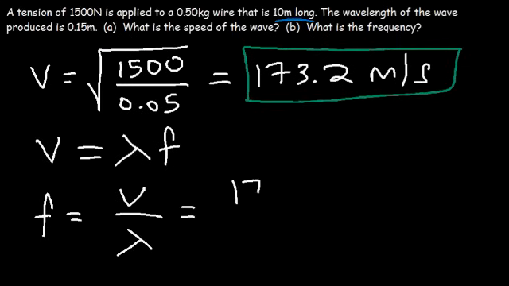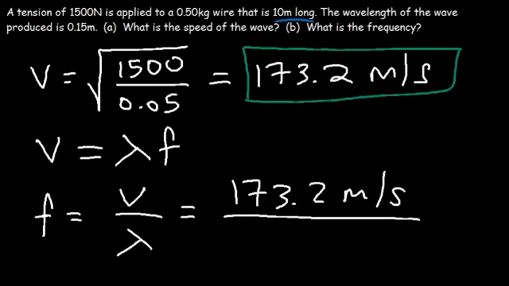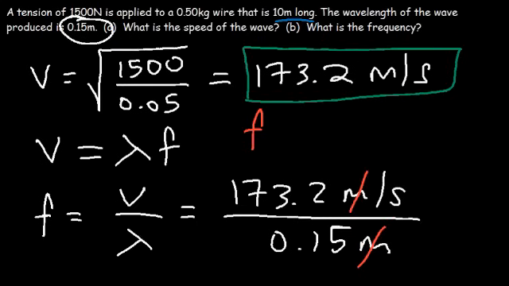The velocity is 173.2 meters per second. The wavelength is 0.15 meters. So the unit meters will cancel, giving you the unit 1/second, which is hertz. So it's going to be 173.2 divided by 0.15. So the frequency of this particular wave is 1154.7 hertz.